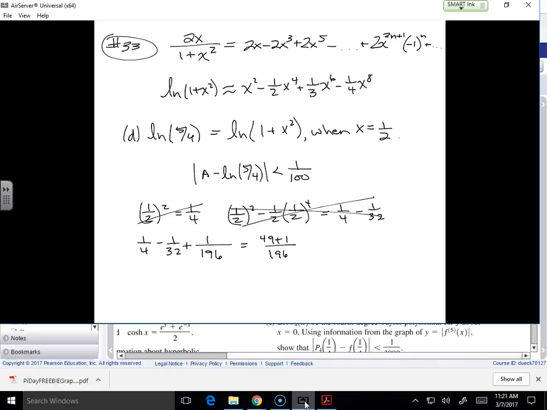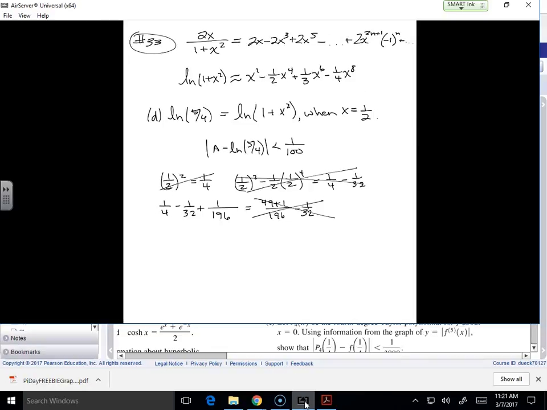This was non-calculator homework. It's freaking annoying. So that'd be 50 over 196. Well, 50 over 196 wouldn't be less than 1 over 100, right? Because that'd be approximately 1/4. It's 0.26. So that doesn't work. Oh, wait. 32. Never mind. We're still in the same stink boat we were earlier.